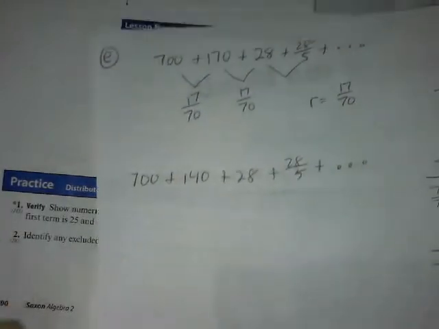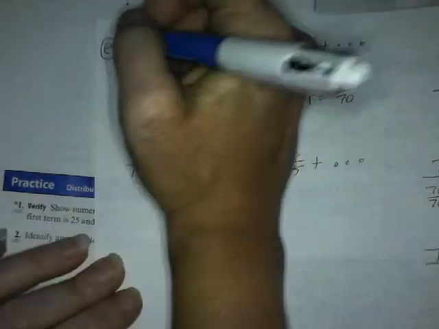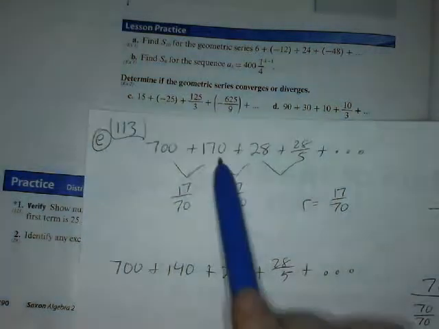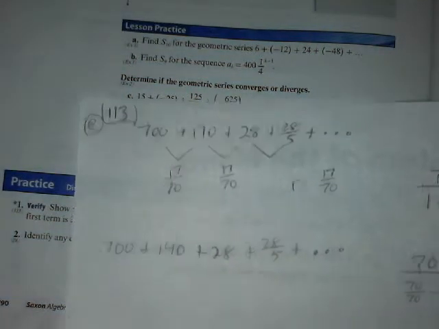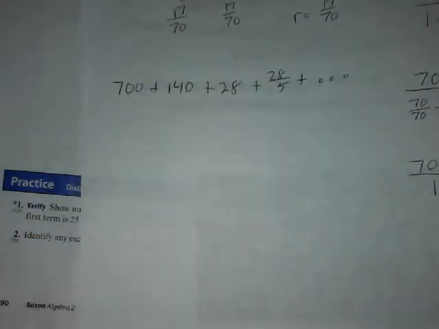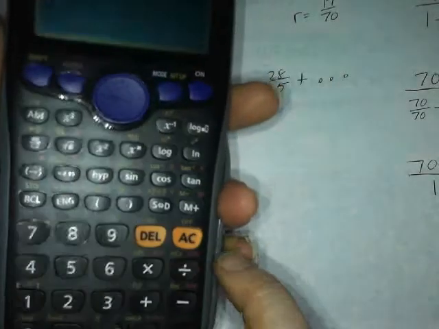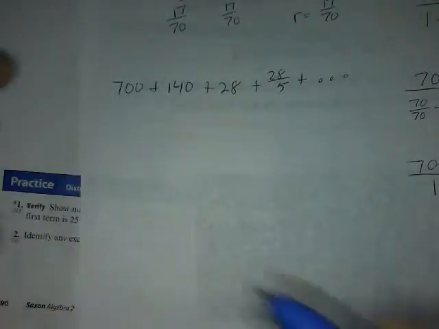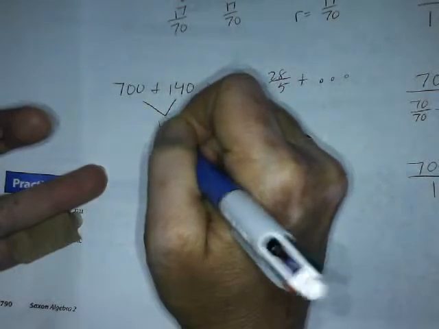Okay, this is kind of the redo of Algebra 2, letter E, lesson 113. What happened is I wrote a 170 instead of a 140. It was supposed to be a 140, so I messed up the problem, so I'm going to fix it. 140 divided by 700, that's 1/5. Okay, so now R is 1/5. So we're going to do the whole thing with 1/5.